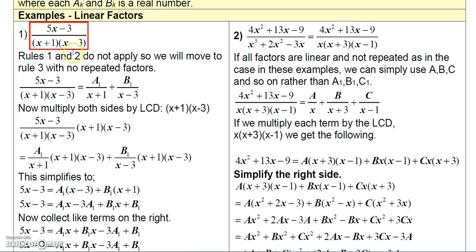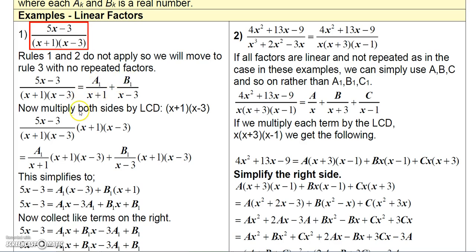So that's the idea. Now, notice this one's already factored in the denominator. You have x plus 1 times x minus 3. So since each of these is raised to the first power, I'm going to have one term for each of these. So for the x plus 1, I'm going to have a term a1 over x plus 1, and for the x minus 3 factor, I'm going to have a term b1 over x minus 3. So I know that this fraction can be written as the sum of those two terms. I just have to figure out what a1 and b1 are.